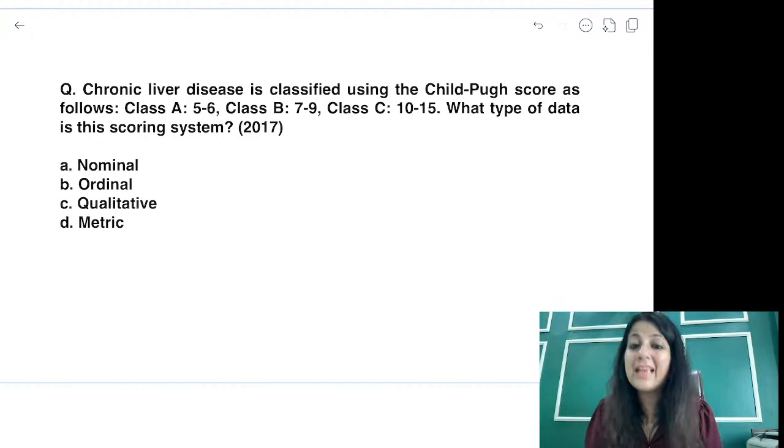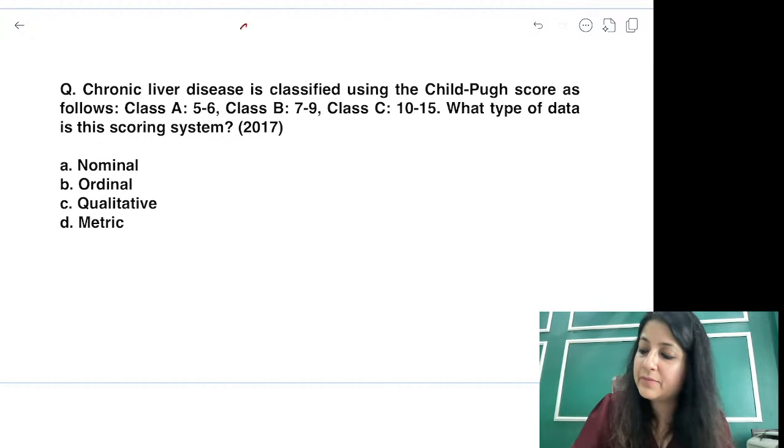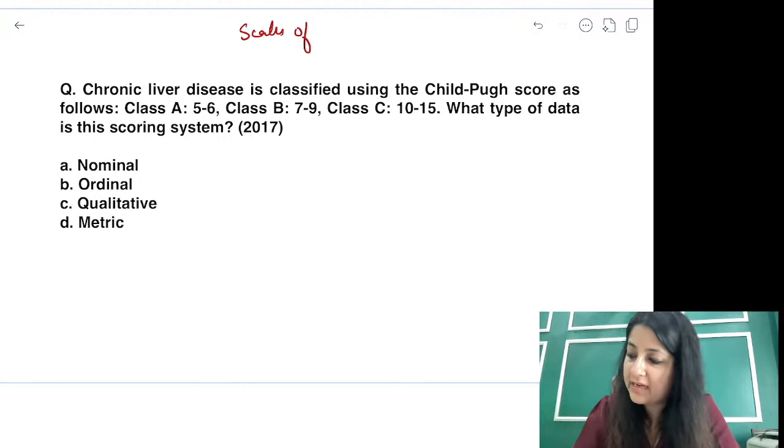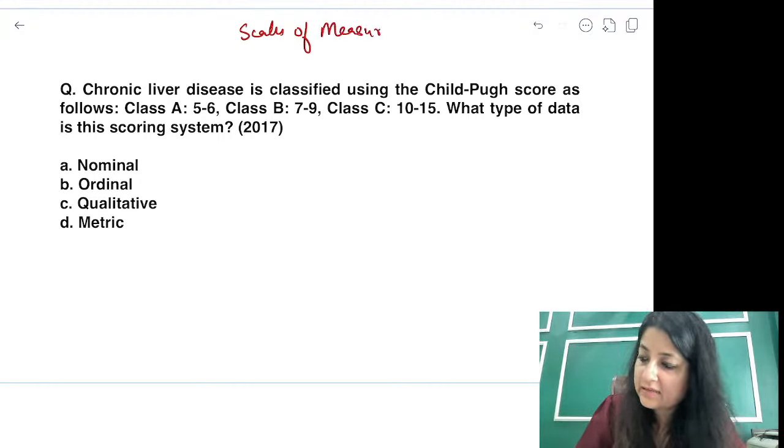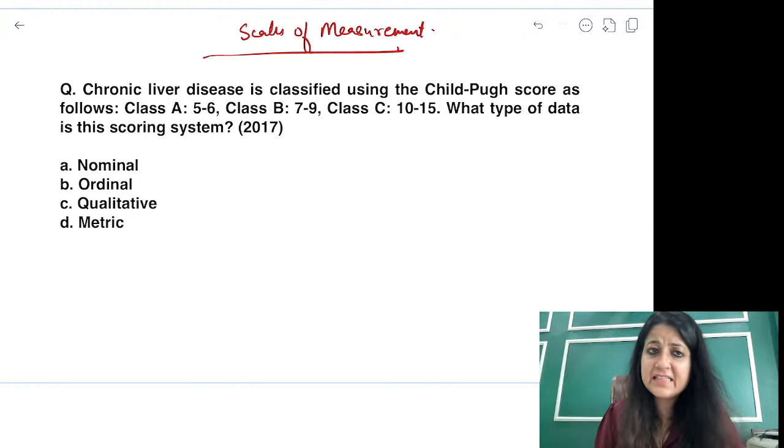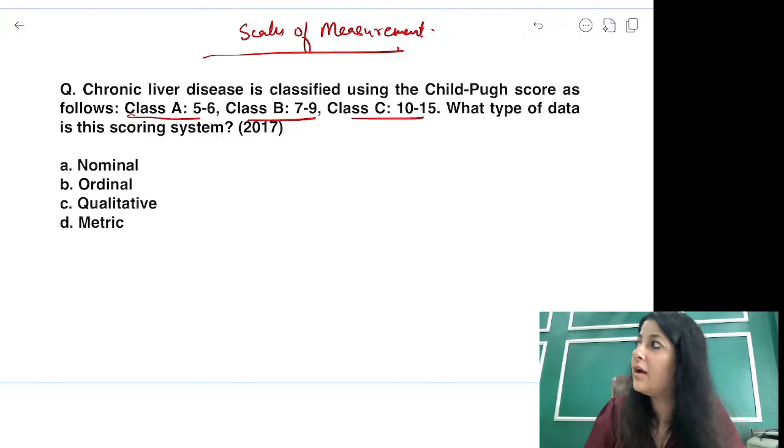Now we are doing the second topic with the help of an MCQ, which is scales of measurement. All the topics we will do with the help of MCQs, guys. Scales of measurement. Okay? Now tell me, what is this? Very easy. You can see there is a class A, class B, class C. So you have different scores.